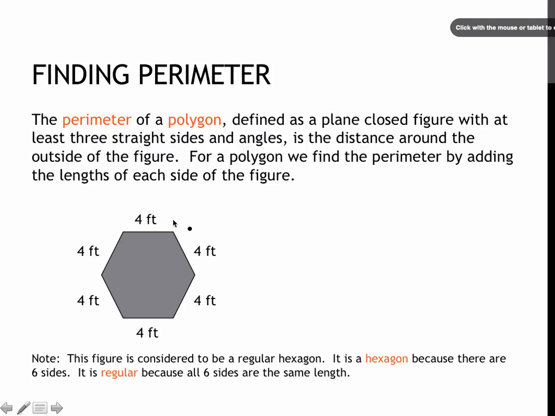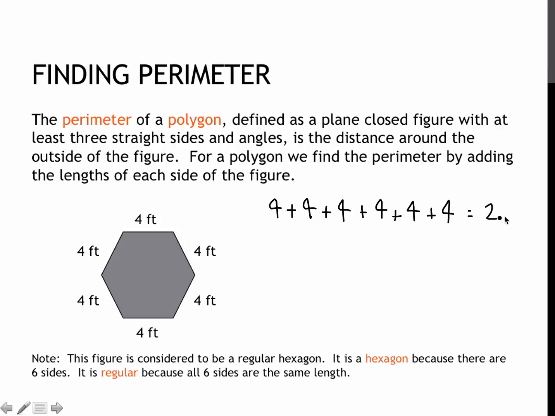So if we are trying to find the perimeter of this figure, and this figure happens to have 6 sides, so it is a hexagon, we're going to find the perimeter by adding all of the values of the 6 sides. So 4 plus 4 plus 4 plus 4 plus 4 plus 4. So I'm simply just going to add all of those 4s together. And when I do that, I get 24. Notice this one is called a regular hexagon because all 6 sides are the same length. Hexagon meaning that it has 6 sides.